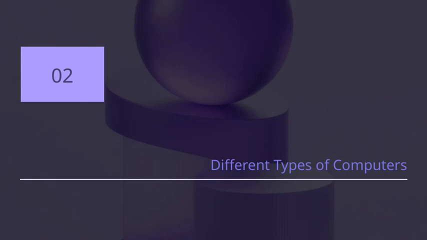Let's take a closer look at the different types of computers. As we discussed earlier, computers come in various forms, each designed for specific tasks and users. Starting with personal computers, or PCs, these are the most common and are used for everyday tasks like browsing the internet, working on documents, or gaming. They are versatile and accessible to most people.